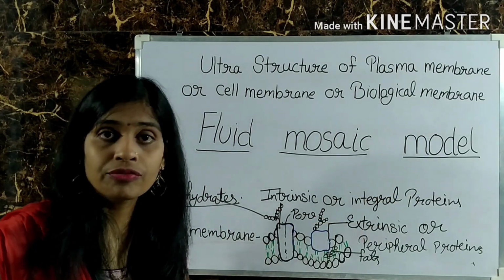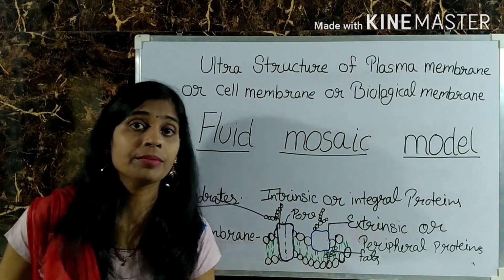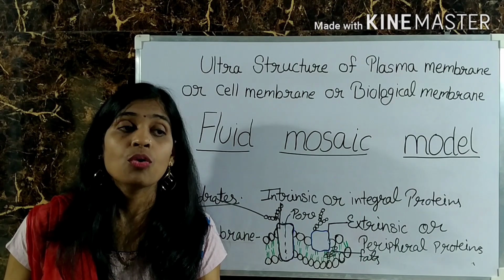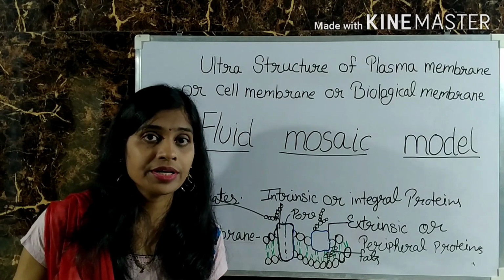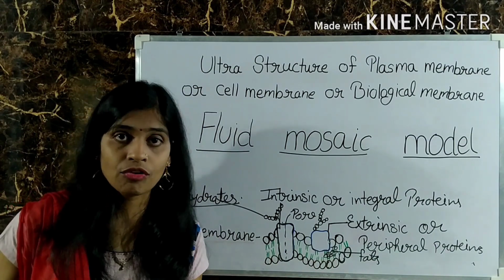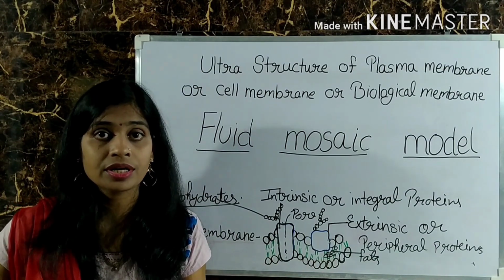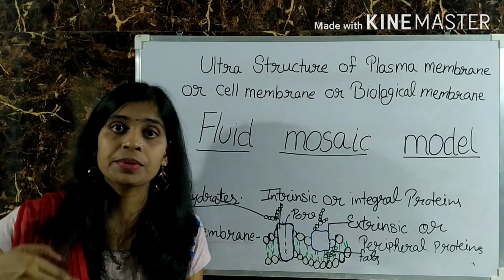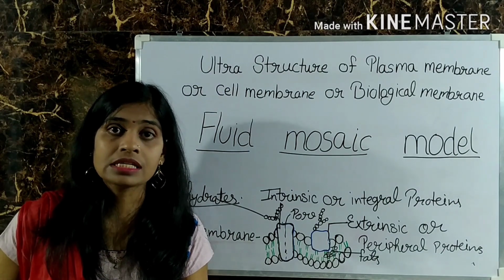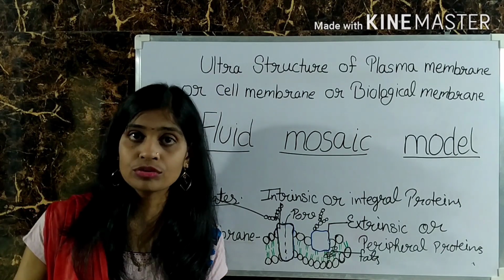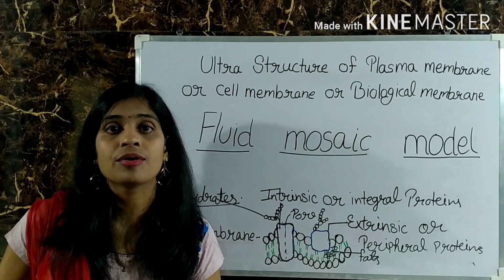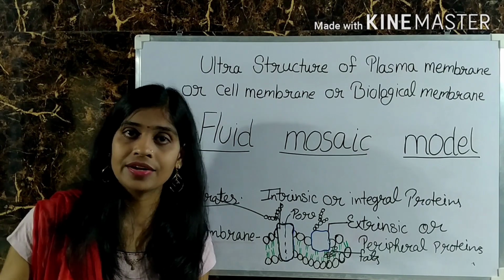Now the functions of the fluid mosaic model, or the plasma membrane. The plasma membrane allows wanted or required material to enter the cell, and unwanted material to be expelled from the cell. These processes are done by diffusion or osmosis. We will learn about diffusion and osmosis in the next video.